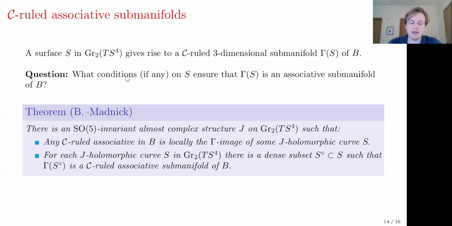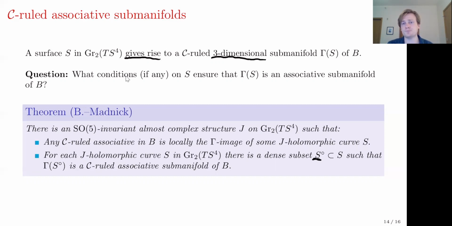Okay, so really the answer to this question is that S should be a J-holomorphic curve for this almost complex structure J. Now this theorem has a subtlety in the end here. We have to restrict to this dense subset, and that's because I told a bit of a lie here, actually. When I say it gives rise to a three-dimensional submanifold, you have to be a little bit careful because there are ways in which this construction could go wrong. But part of the theorem is saying that when you have a J-holomorphic curve S, this doesn't go wrong on a dense subset.